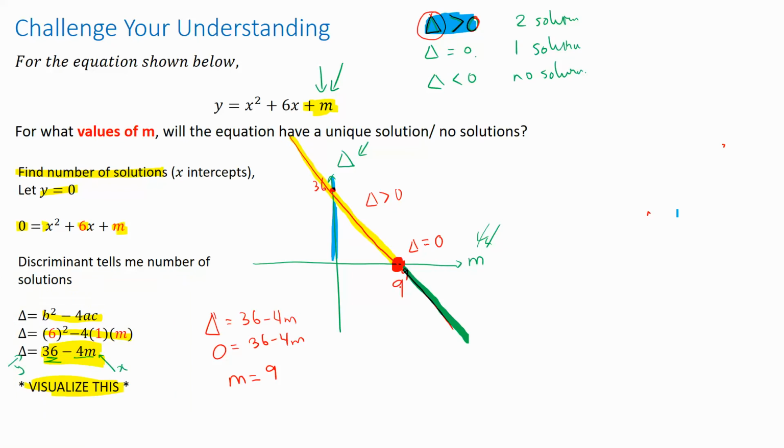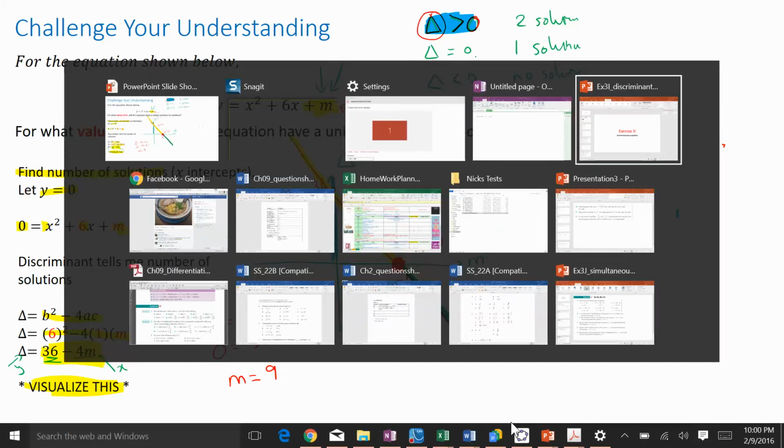So if I chose any number greater than 9 for m, we were trying to solve for m, I said if you choose anything bigger than 9, not equal to 9, it should have no solutions. I want to show you that. So let's have a look on GeoGebra. I'm going to put all this on Schoology.